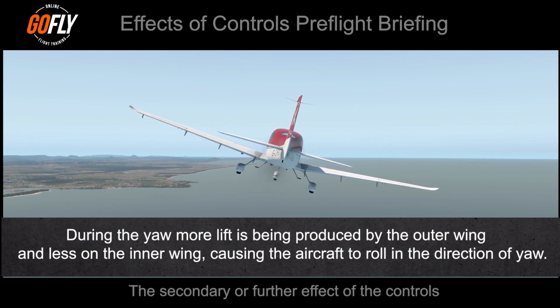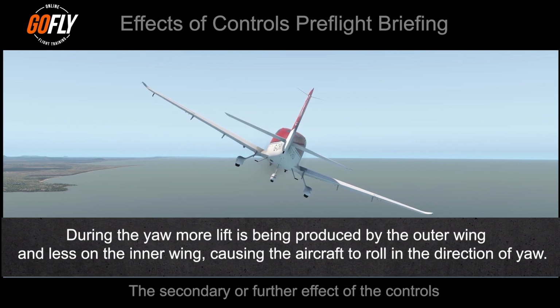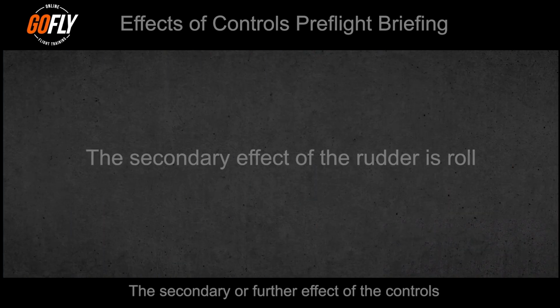during the yaw. Having more lift on the outer wing causes the aircraft to roll in the direction of the yaw. If this is left uncorrected, it may end up in a spiral dive. The secondary effect of the rudder is roll. We'll now look at the effect that the airspeed has on the aircraft.